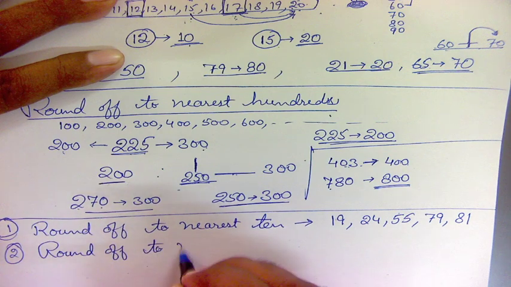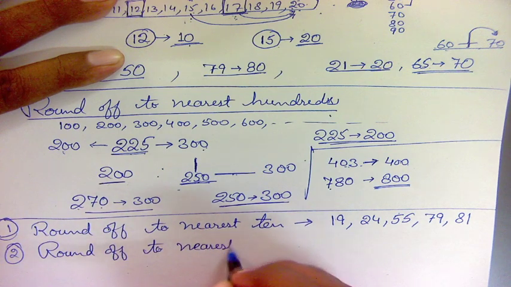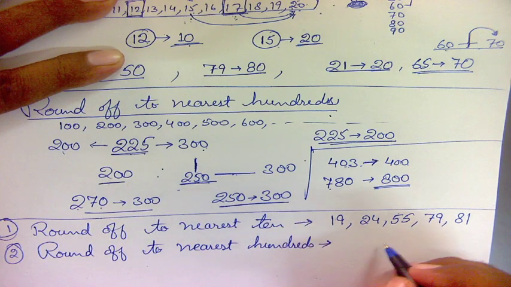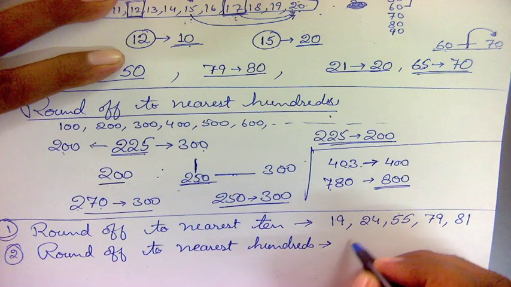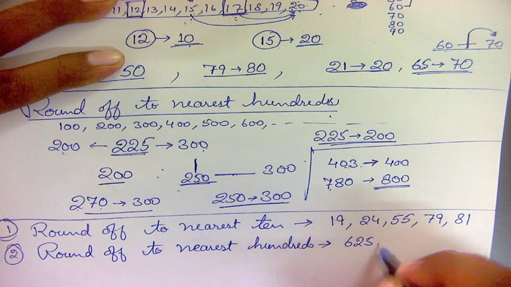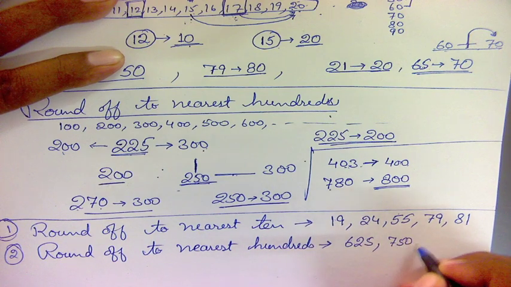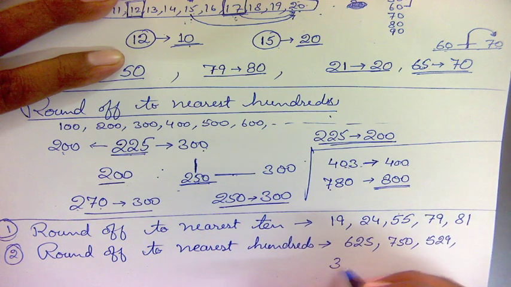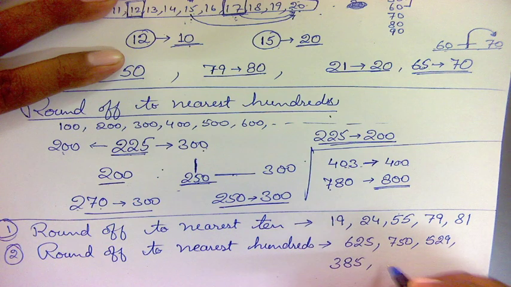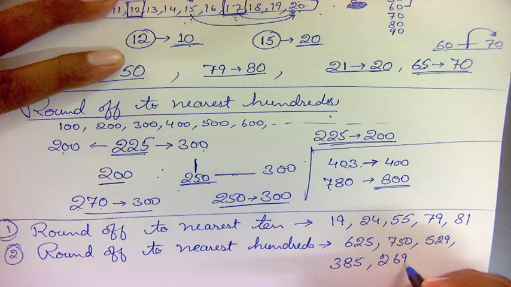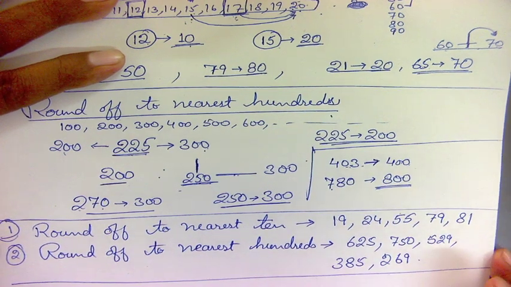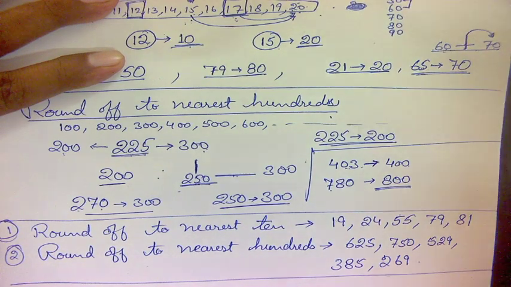And then you have to round off to nearest hundreds. Now nearest hundreds to be rounded off, say 625, 750, 529, say 385, 269, these values. So just complete this, and we'll continue more about rounding off.